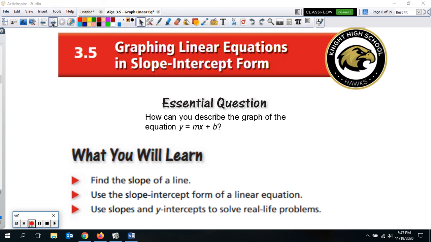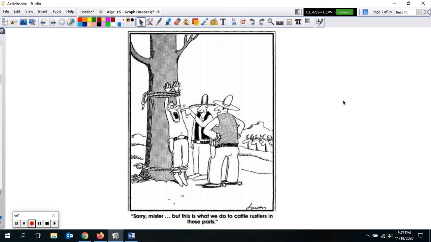So let's look at our cartoon for the day. Sorry, mister, but this is what we do to cattle rustlers in these parts. Just roped them to a tree and torturing with tickling.